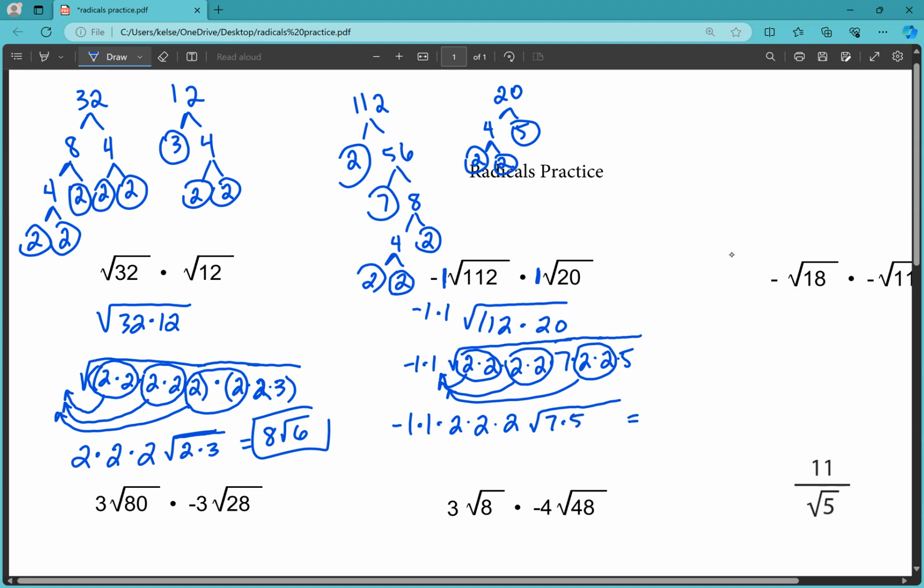So we have that. And so now you just multiply all the stuff on the outside. 2 times 2 times 2 times 1 times -1 is -8. And on the inside, 7 times 5 is 35. So there is your simplified answer.